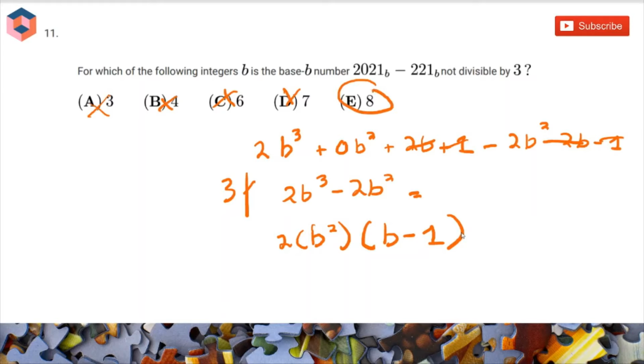And checking it out, 64 times 2, that doesn't have any factors of 3. And 8 minus 1, that's 7. That doesn't have any factor of 3. So that works.